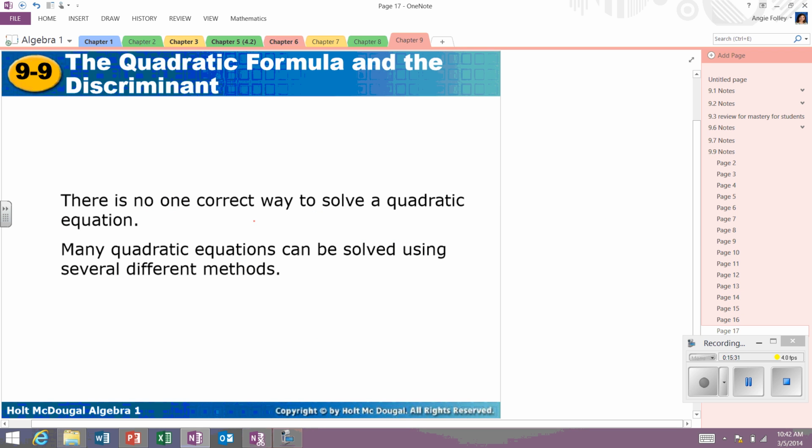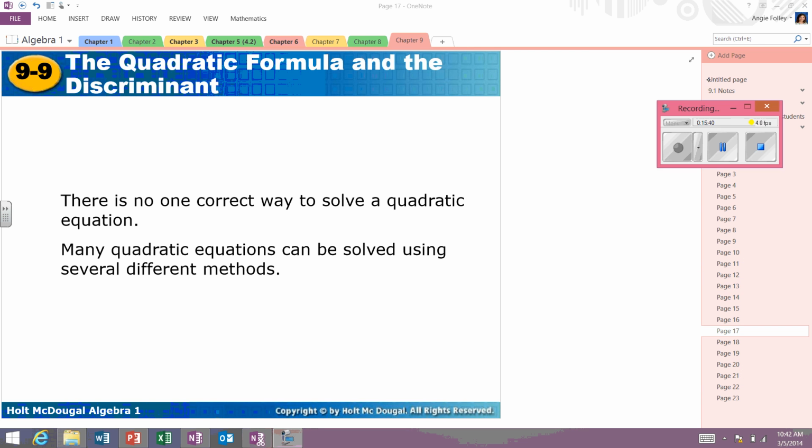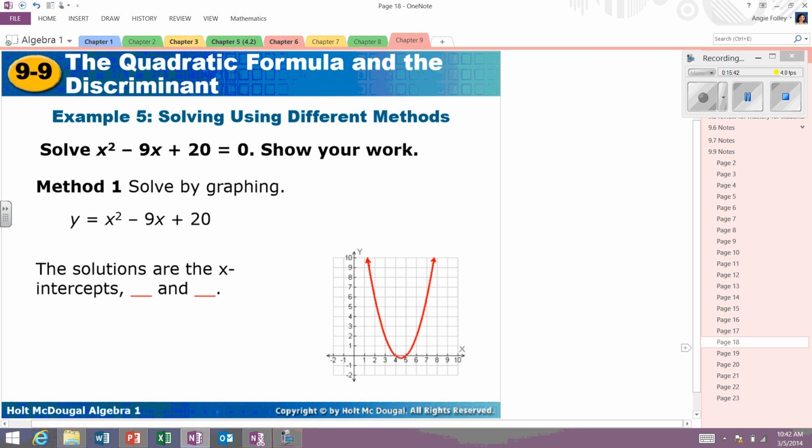There is not one specific correct way to solve a quadratic equation. Many equations can be solved using several methods, so we're going to look at the different methods we can use right now. The first method we talked about is graphing. Remember, graphing is when y is equal to 0. So where on the graph is y equal to 0? Well, it's right here at 4 and 5. Those are the solutions by graphing.